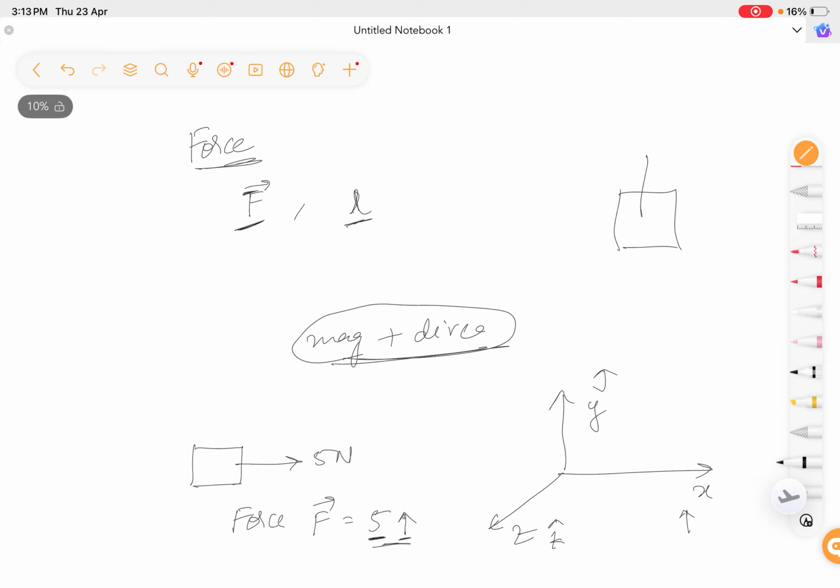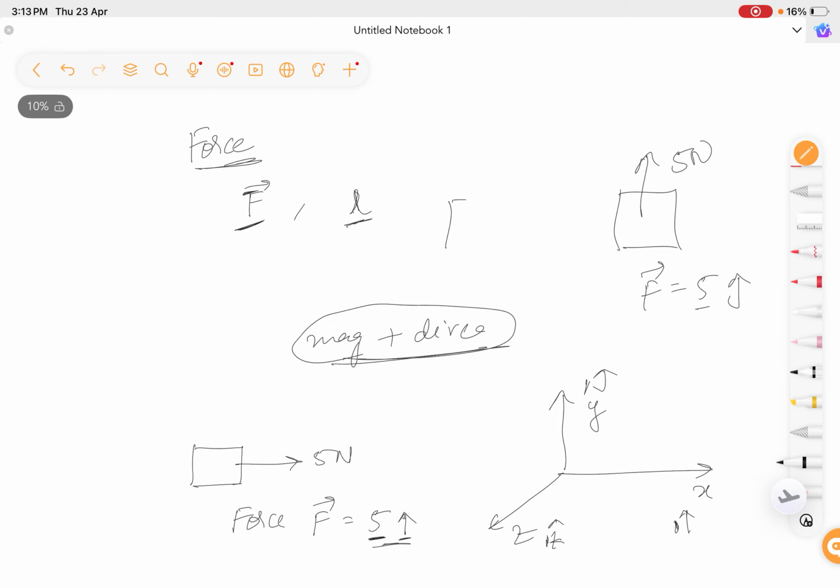Suppose the force is acting in the upward direction. We will represent this force F bar equals 5, which is the magnitude, and the unit vector along that direction. So what is a unit vector? The magnitude of that vector is 1. Here 1 I cap, 1 k cap, 1 j cap; I, j, k represent x, y, z respectively. So F bar equals 5 is the magnitude, and it is acting vertically upwards, so we take it as j cap.